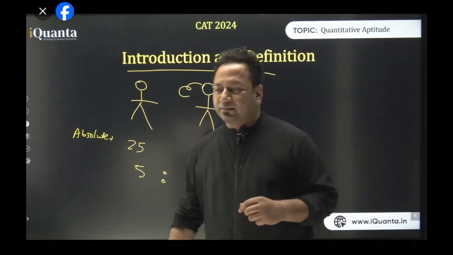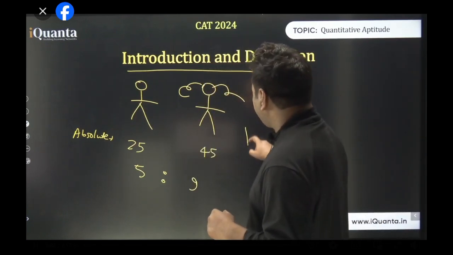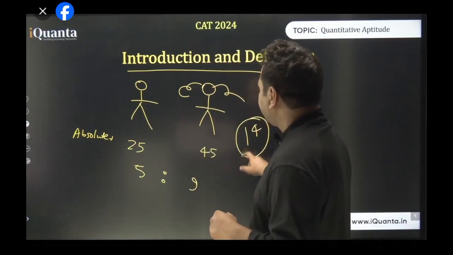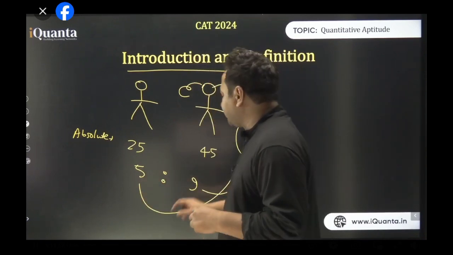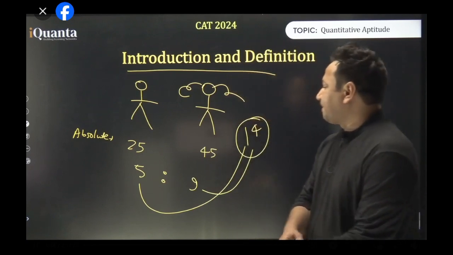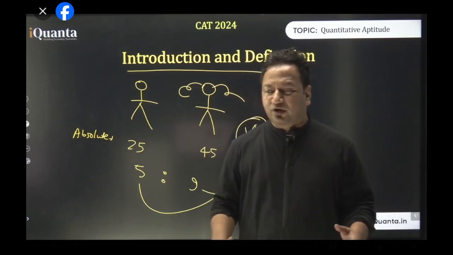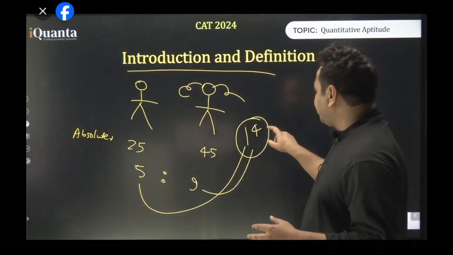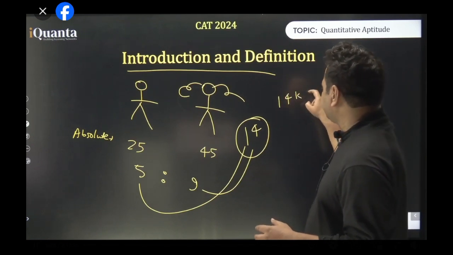We can also say one more thing. If there are 14 chocolates, the boy will get 5 and the girl will get 9. We can say that as well. Alright? We can also say the total number of chocolates will always be a multiple of 14. We can call it 14k.